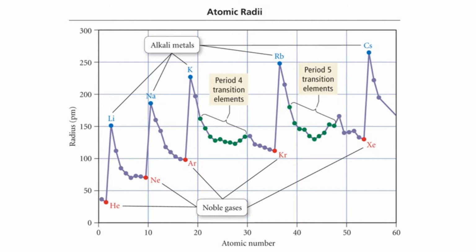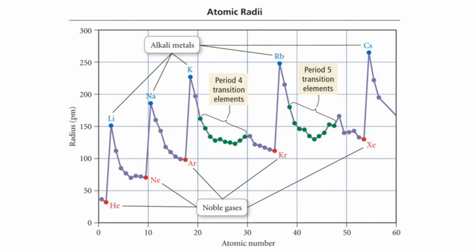Also, if you look at the noble gases, as you increase the atomic number, the radius also increases. But the radius is a lot smaller than the alkali metals. The reason for this is because it is very stable, and the more stable the atom, the smaller the radii.